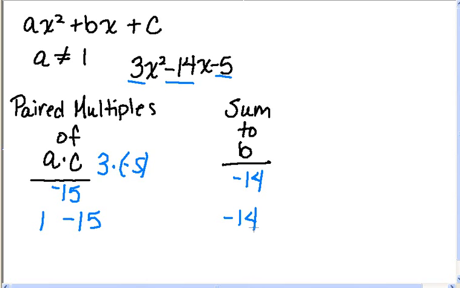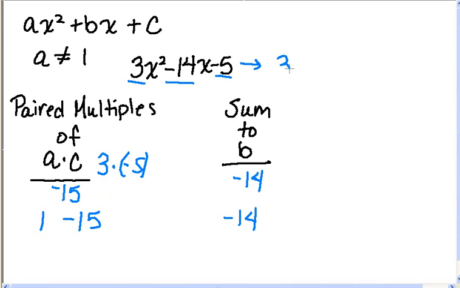Now when a is equal to 1, these actually become my factors, right? I'd write x plus 1, x minus 15. That does not work when a is not equal to 1. When a is not equal to 1, we have to come back and rewrite the problem and use grouping to actually come up with our factors.